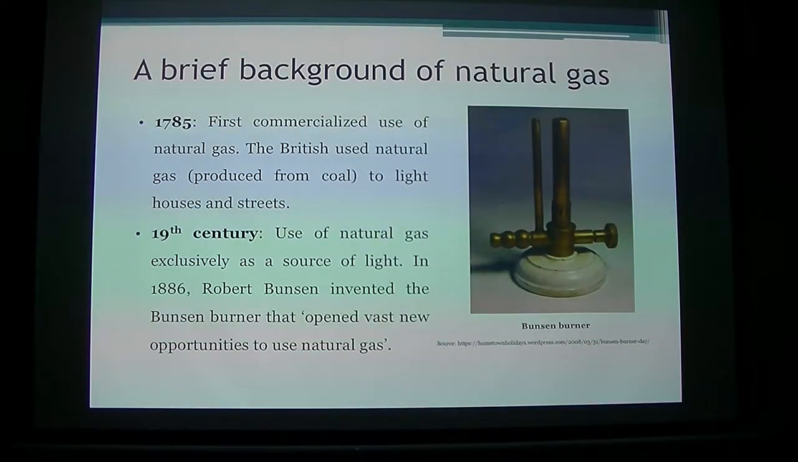But Robert Bunsen invented the Bunsen burner, whereby the power of the flame could be changed in laboratories, in scientific experiments. So this kind of opened vast new opportunities with natural gases.